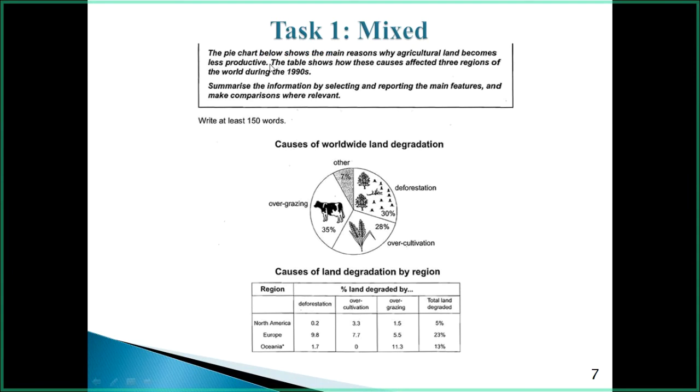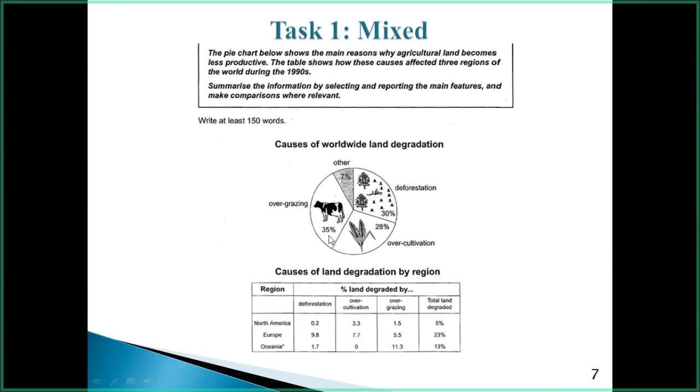Full stop. Then the provided tabular chart illustrates how these causes affected three regions of the world. Illustrate the causes of land degradation in three different continents of the world during 1990. So this is your paraphrasing. Then you will write a one-sentence summary, a two-sentence summary, one containing the pie chart and one containing the table.